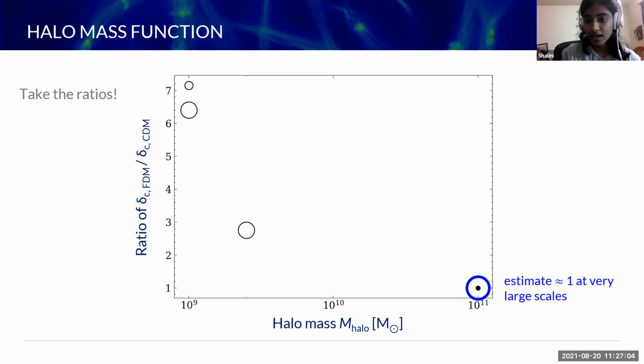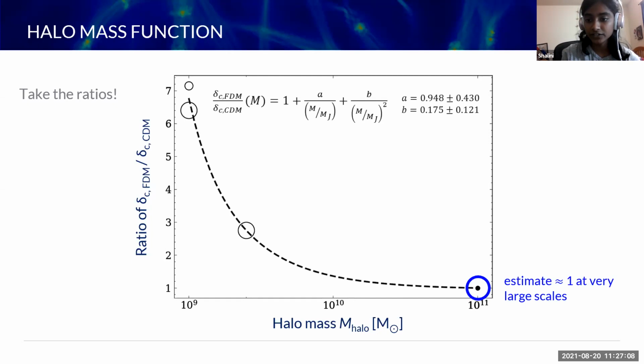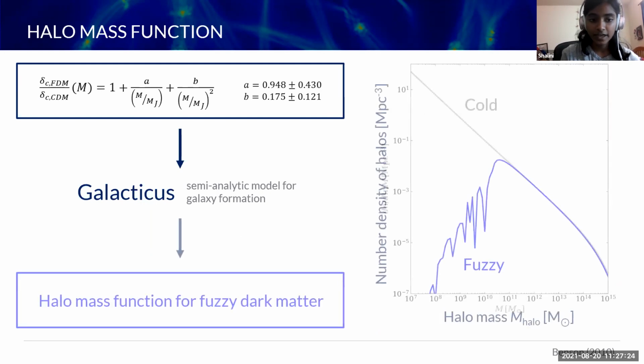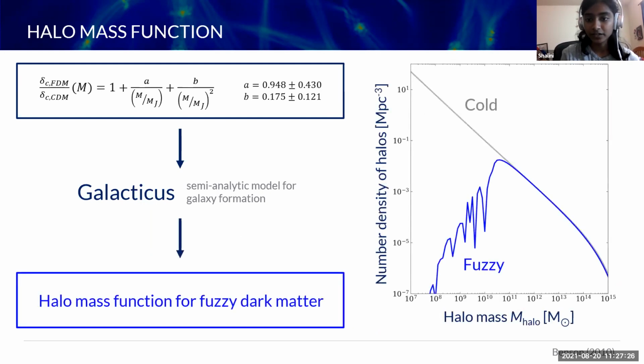So we do this, and then using the different data points, we can find a fitting function for the ratio of critical overdensities with respect to different masses. And then we can put this fitting function into a semi-analytic model called Galacticus, developed by Andrew Benson. And then it'll give us a halo mass function, which I've shown here. So this shows the abundance of dark matter halos at different masses.